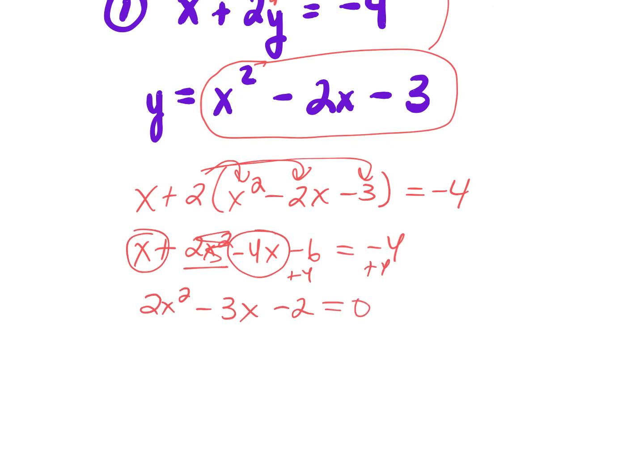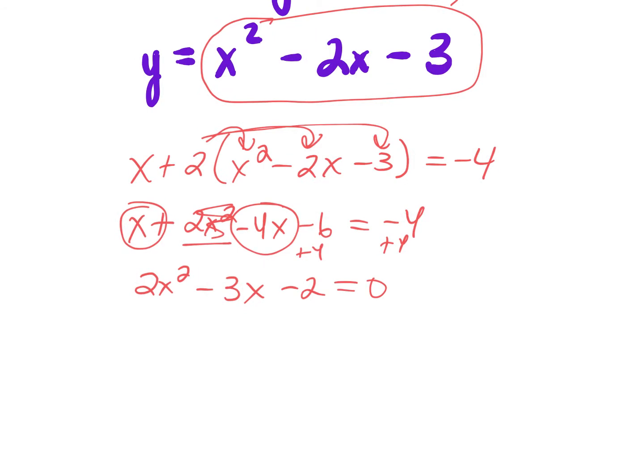Now this is just a factoring problem that you guys have done a million times. I'm going to multiply my a times my c. 2 times negative 2. This is 4, I don't know why I said that. Are there factors of negative 4 that would multiply to give me a negative 4, but add to give me a negative 3? Negative 4, positive 1. Good. Negative 4 times 1 is negative 4. Negative 4 plus 1 is negative 3.